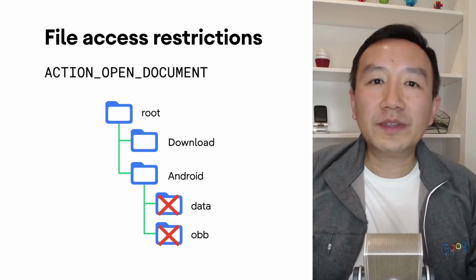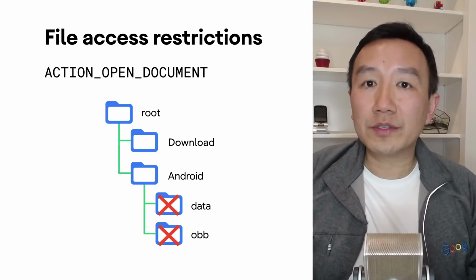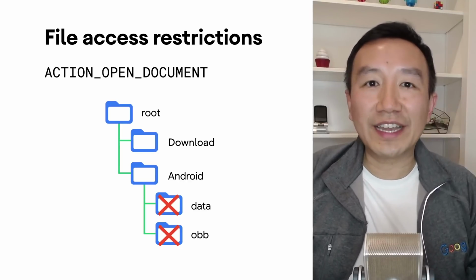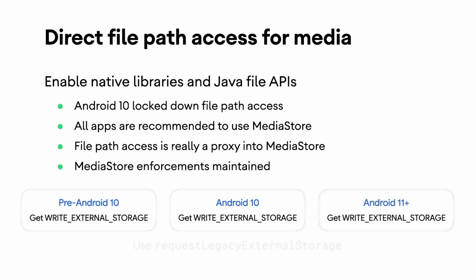Similarly, through the Open Document intent action, users won't be able to select files from, again, app-specific data and OBB directories. Our general guidance for accessing media files is through the Media Store, because it lets the system better manage file access and is more performant.